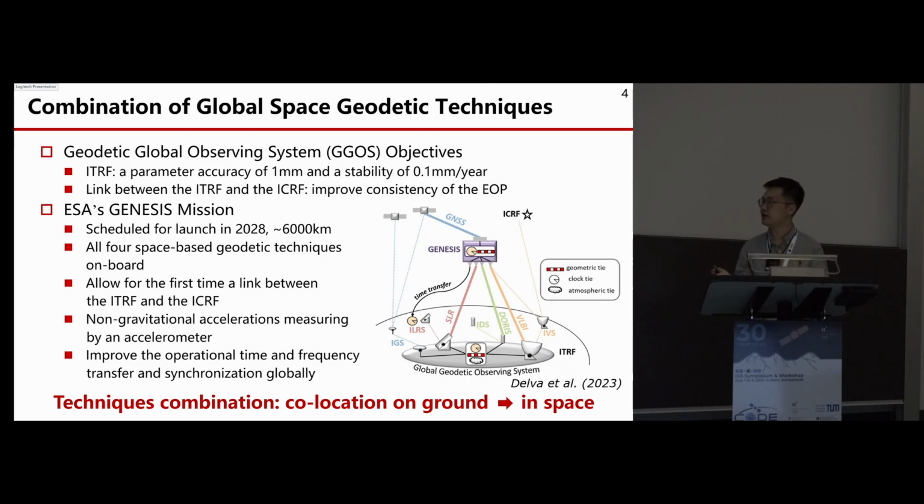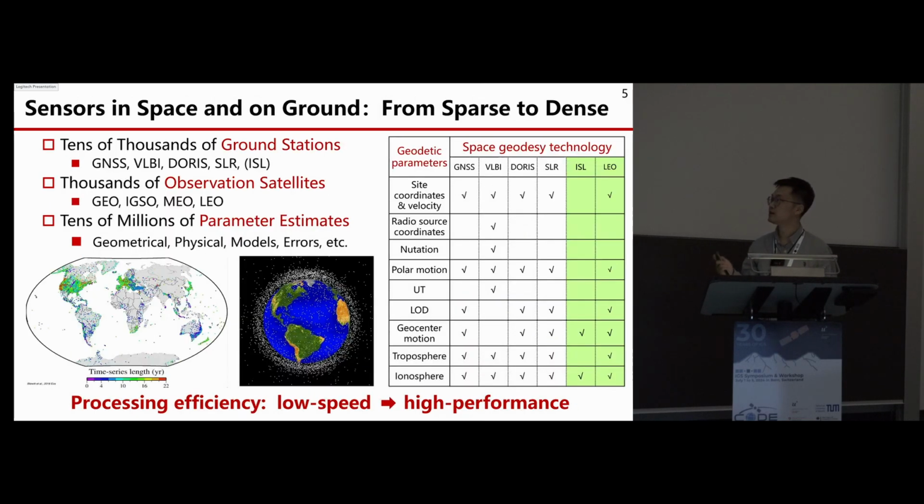An obvious trend is to realize collocation of different techniques in space. A typical example is the GENESIS mission. It plans to carry 4 geodetic techniques on board. So it allows for the first time a link between the ITRF and the ICRF.